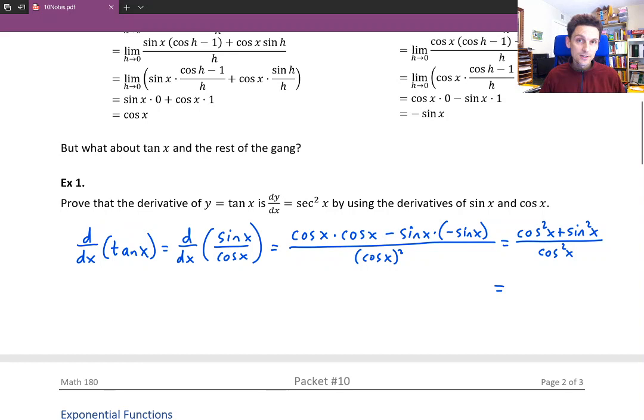And now, if you notice, cosine squared x plus sine squared x, what does that equal? If you said 1, that would be correct. So we have 1 over cosine squared x, which is secant squared x. Usually at the end of proofs, we celebrate with a little box. So we'll do that. It signals the end of the proof. So that's great. We were able to prove that the derivative of tangent x is equal to secant squared x by knowing the derivatives of sine x and cosine x, which we had just proved the moment before.